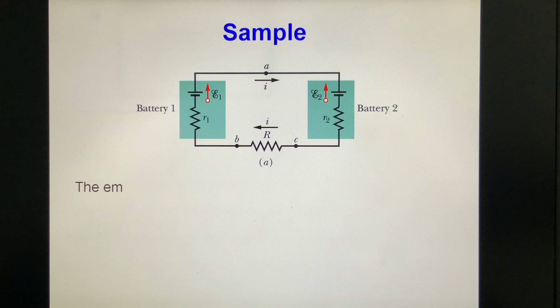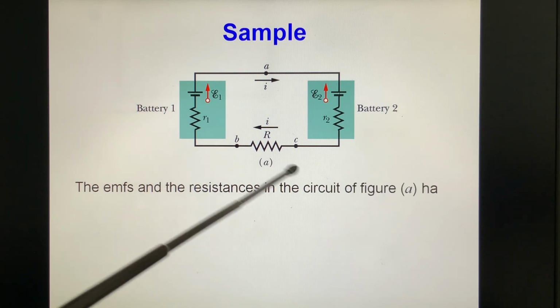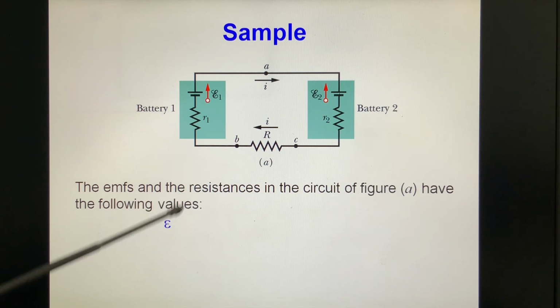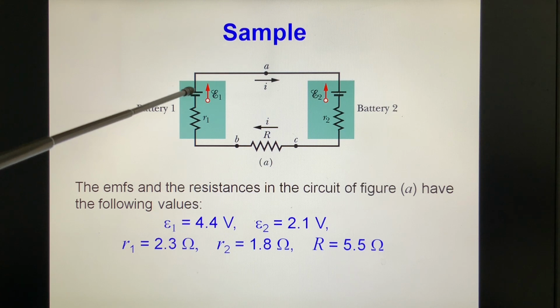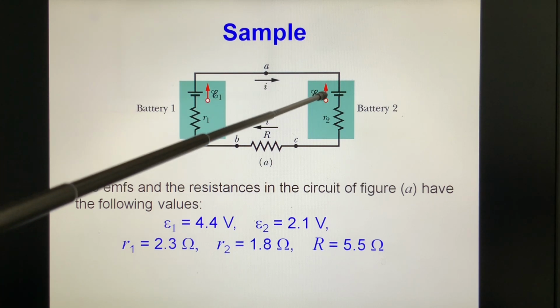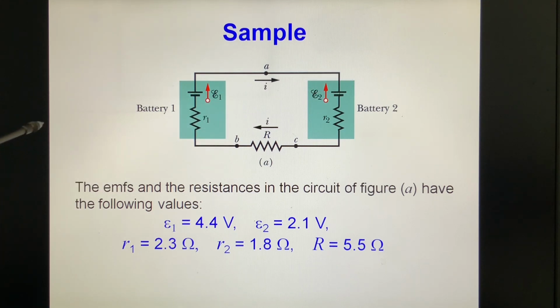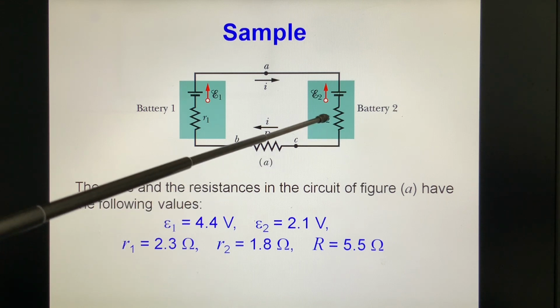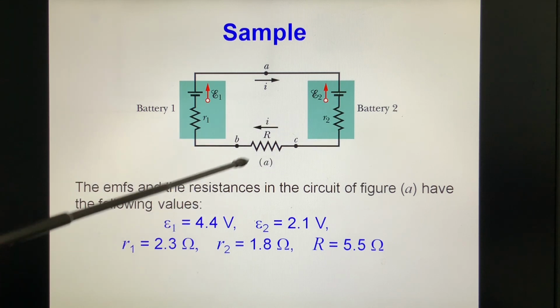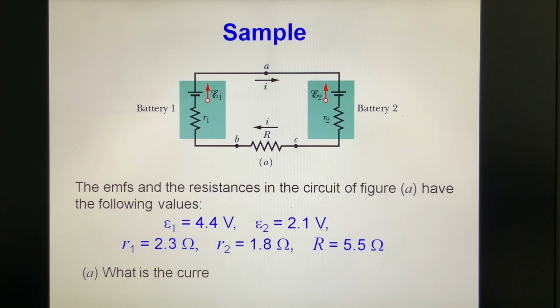Sample. The electromotive forces and the resistances in the circuit in the figure have the following values. Epsilon 1 equals 4.4 volts. Epsilon 2 is 2.1 volts. R1 is 2.3 ohms. R2 is 1.8 ohms. Big R is 5.5 ohms. Question A. What is the current I in the circuit?